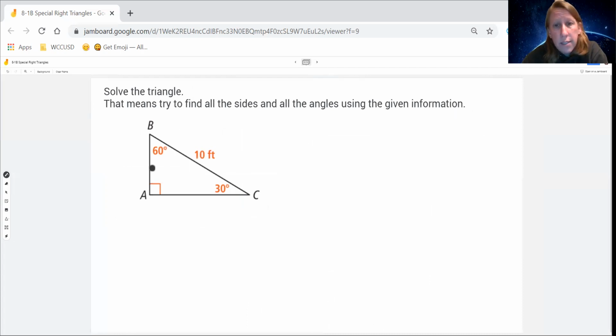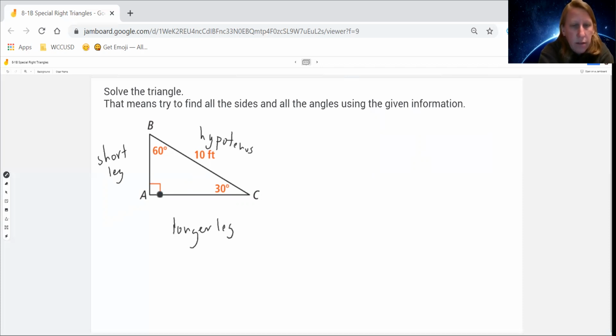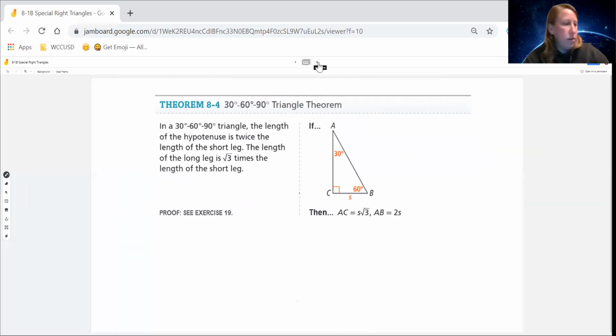Okay, let's solve this triangle. We want to find all the sides and all the angles using the information given. I already have the angles, done, done, done. Okay, now I want to find the sides. So the first thing we do is we say, oh, look, that's the short leg. That's the hypotenuse. And that is the longer leg. Okay, if the hypotenuse is 10, the short leg is 5. And the longer leg is 5 times the square root of 3. We already did this problem. Done.